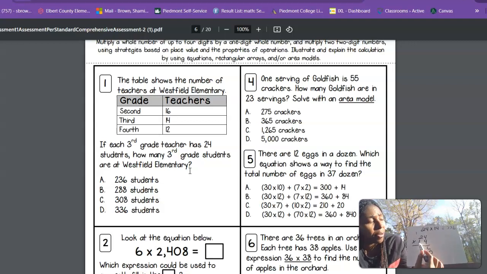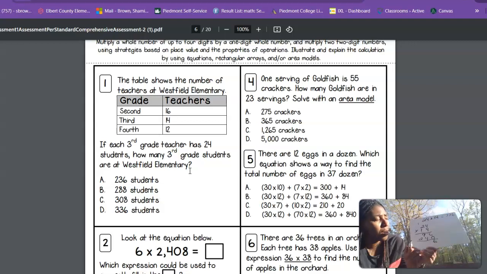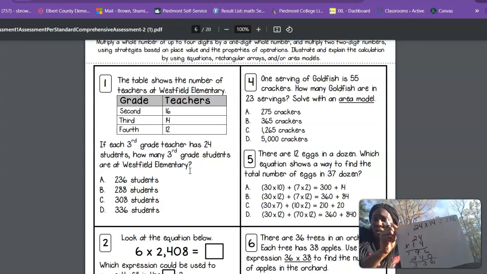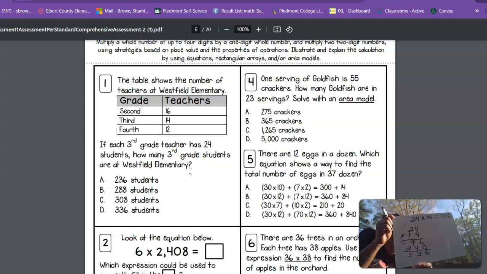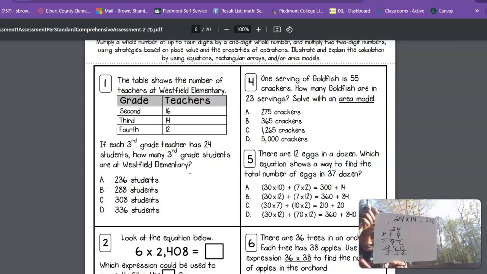So now I have to multiply everything by the digit in the 10's place. Everything on top. So 4 times 1 is 4. And then 2 times 1 is 2. And I add that together. 6, 3, carry my 1, 336. So that's how you would do it. Standard algorithm. Hope you can see that.